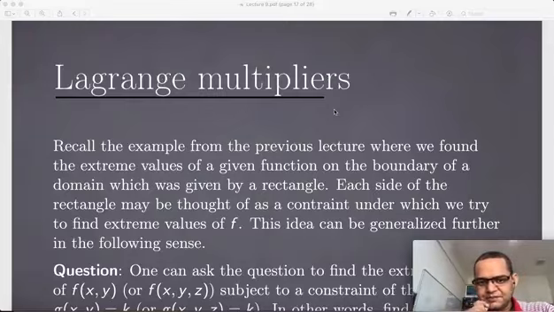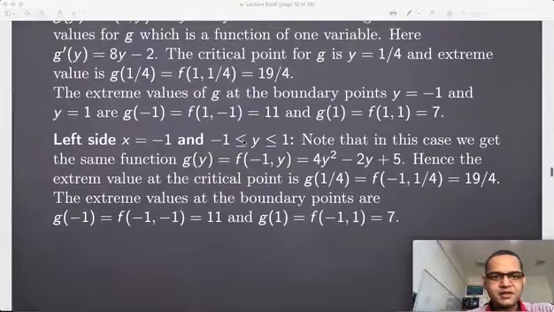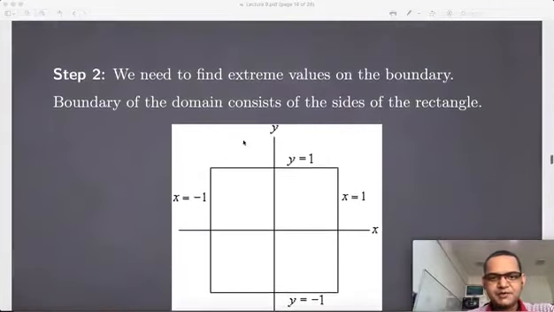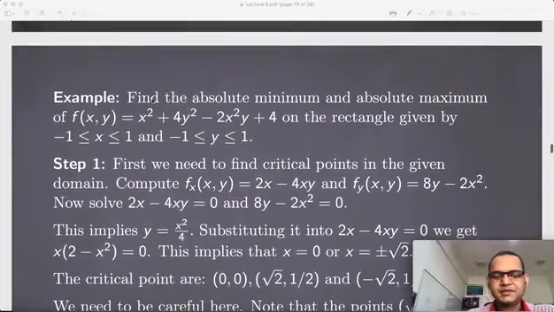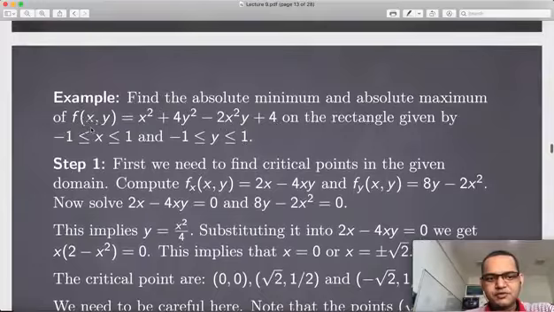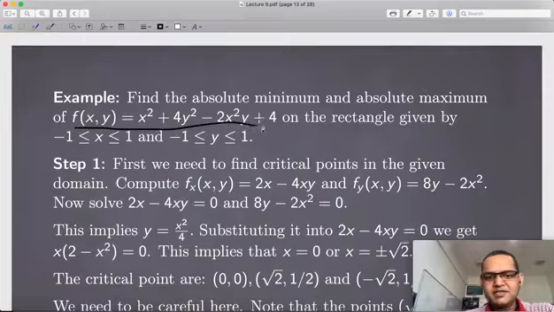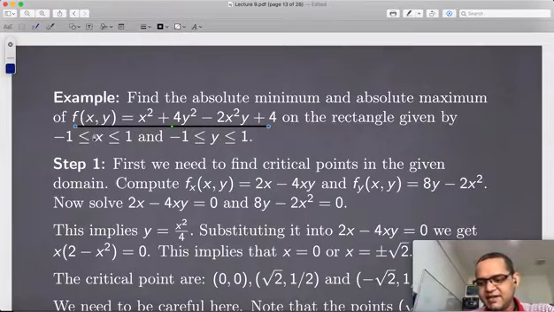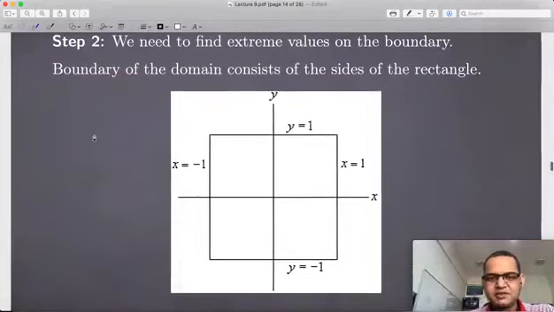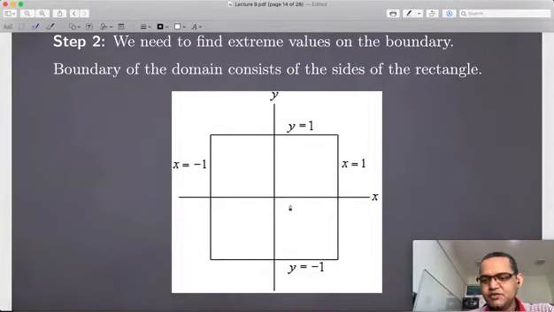Just recall that in the previous lecture we had this example, where we had a function of 2 variables, and we were trying to maximize or minimize this function on this domain. Now this domain had the interior and its boundary, correct? So we had a picture also. So we needed to find maximum and minimum values of the given function inside as well as on the boundary.